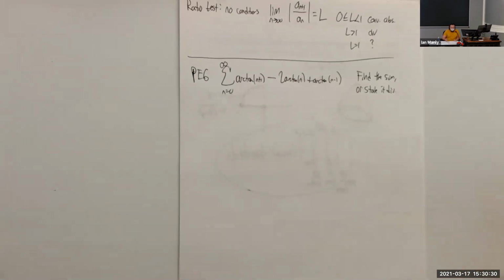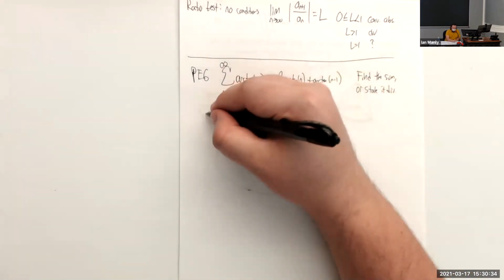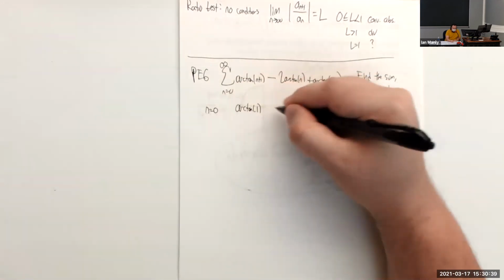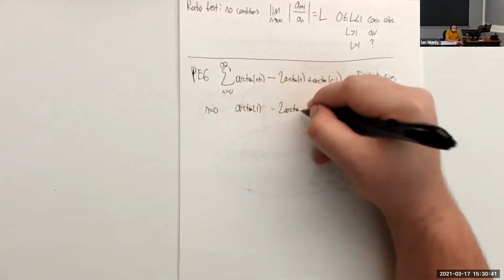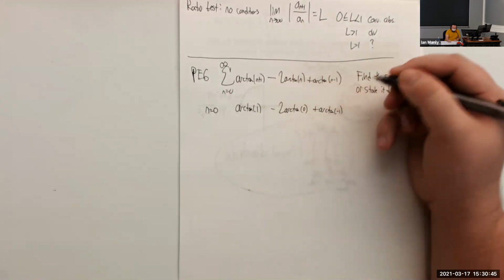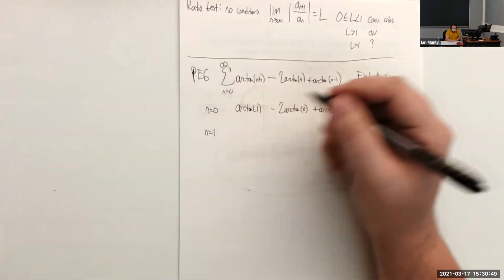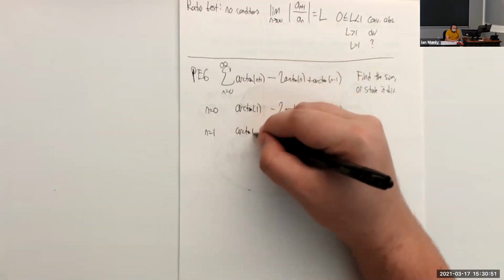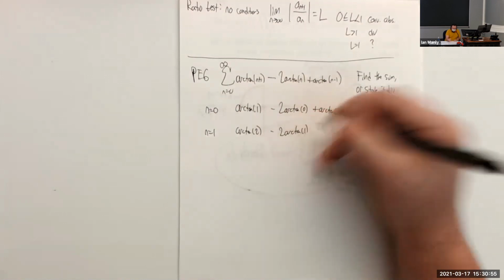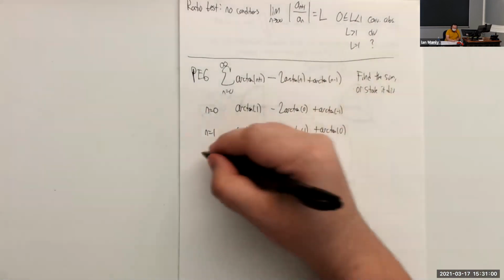All right, now what do? Well, we start writing out the terms until we see a pattern. So let's write out n equals 0. It's arctan of 1 minus 2 arctan of 0 plus arctan of negative 1. All right, let's do n equals 1. We have arctan of 2 minus 2 arctan of 1 plus arctan of 0.